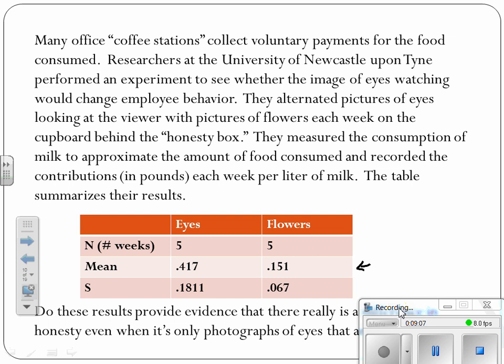It's kind of a weird looking thing, but one thing we can tell is that it looks like typically eyes are a little bit bigger than flowers. There's more, right?